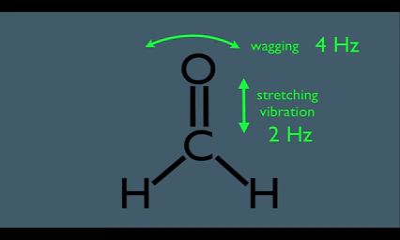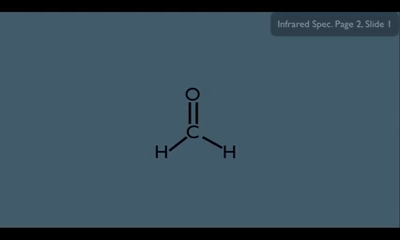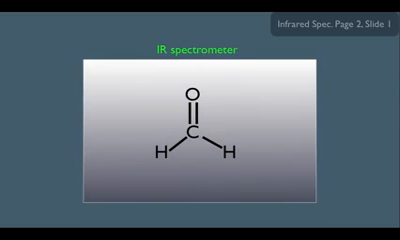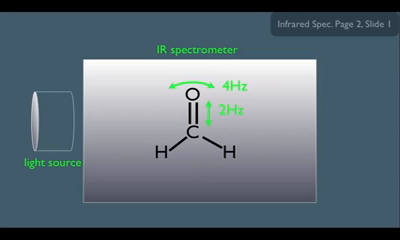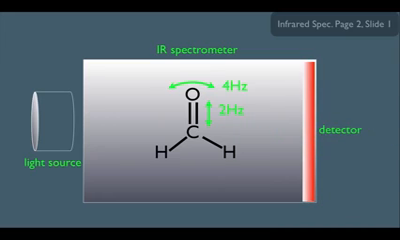If that's the reality, then let's see what happens when we take our formaldehyde molecule and stick it in the IR spectrometer. And let's again label our stretchings at 2 Hertz and our waggings at 4 Hertz. So here is how the IR spectrometer functions. When the molecule is in the machine, we have a light source, which is simply something that has the ability to shine light at a molecule at various frequencies. On the other side of the machine, we have a detector. And all it can do is detect light.